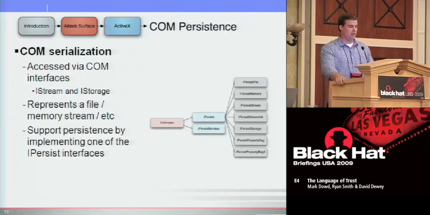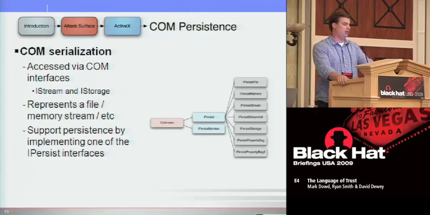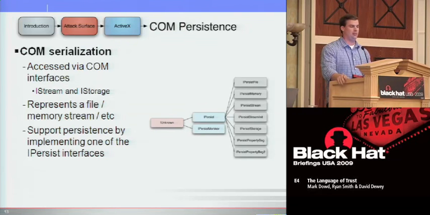So COM serialization and COM persistence is basically the ability of a COM object to store its object state between instantiations. Basically, in the terms of ActiveX, this would allow you to save the state of an ActiveX control and then reload that state as the browser is reloaded. These are accessed through the COM object through the IStream and IStorage interfaces. Basically, it's a binary flat file that represents the state of the object at the time that it was saved. This allows you to resurrect that object. The object would read the persistent storage through the IPersist interface and basically try to resurrect the state of the object from what's read out of that file.